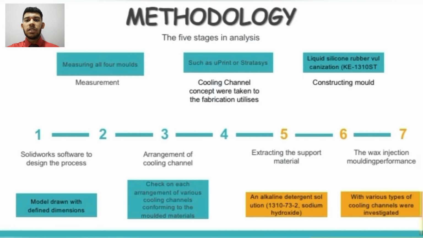Next, the cooling channel concepts were taken to fabrication, where 3-dimensional printing units were used. The fifth step will be the extraction of the support material from the cooling channels using an alkaline detergent solution. Sixth, constructing the mold using liquid silicone rubber vulcanization to construct 4 models, as the coolant flow observation will be very visible in the cooling stage.